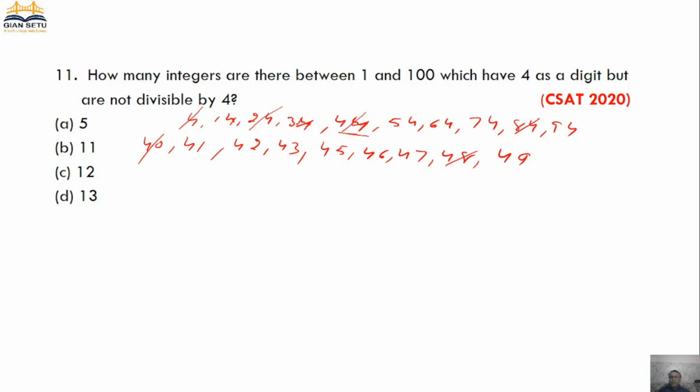1, 2, 3. See, 64 is also divisible. Okay. Now let's count the numbers. 1, 2, 3, 4. Again 5. Then 6, 7, 8, 9, 10, 11 and 12, right? So answer is C here.